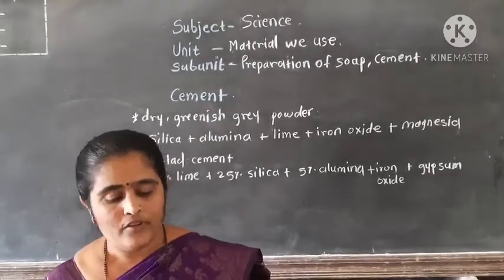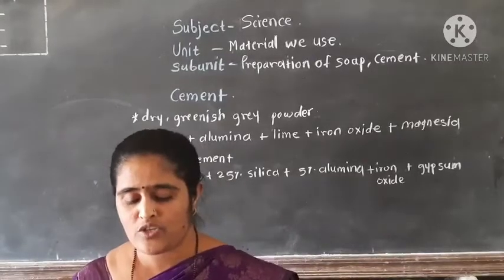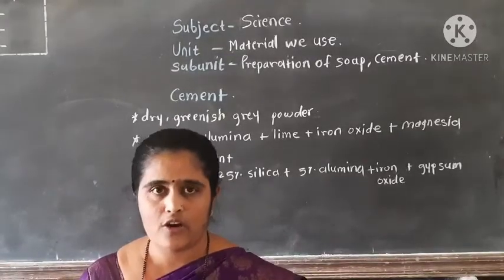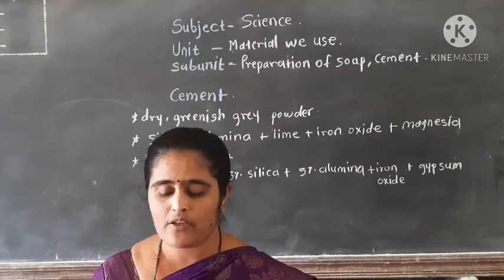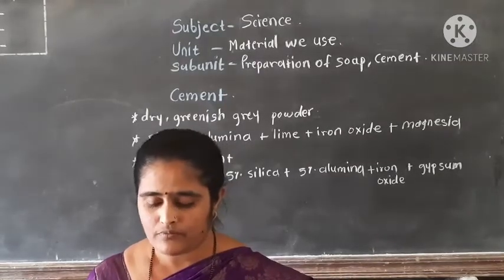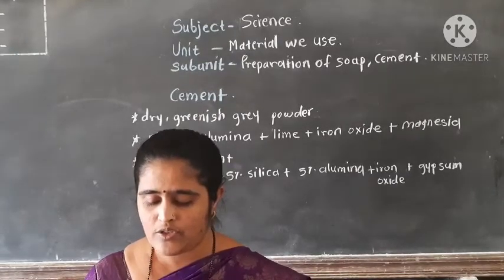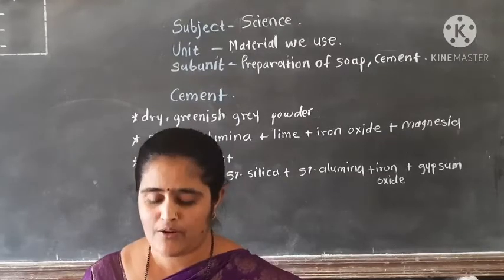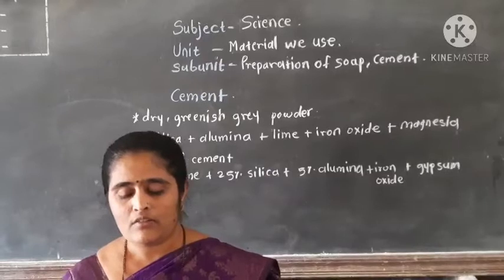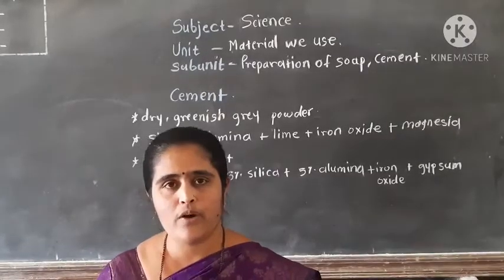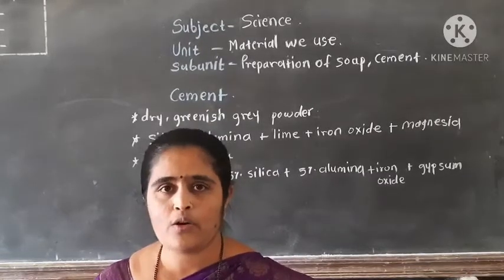Okay, now let's see the answers again. The answer to the first question is detergent. The answer to the second question is tooth decay. The answer to the third question is fatty acid. The fourth answer is hard, and the last answer is Portland cement. Okay, hope you understand all the questions and answers in the exercise. Here question number 1 is completed. Let's discuss question number 2.